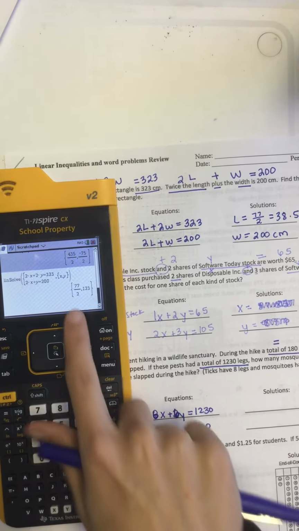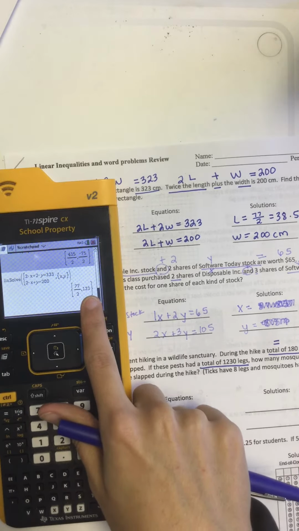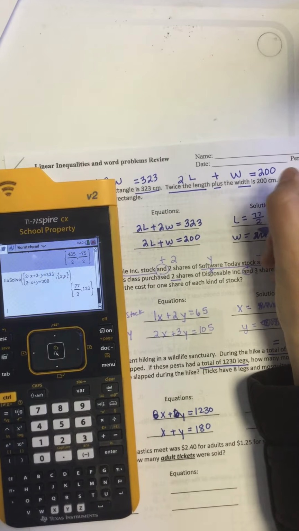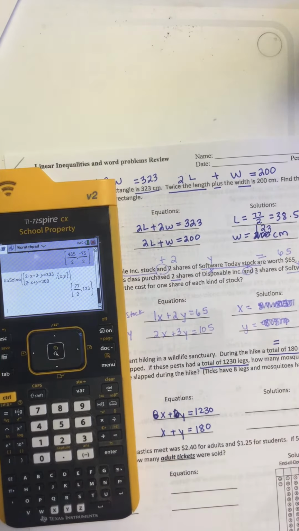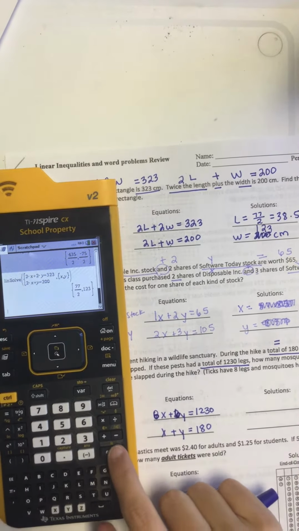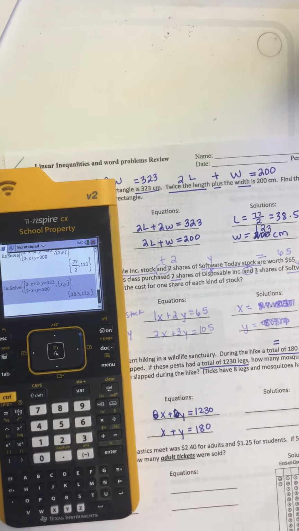When I push enter, I get 77 divided by 2 and 123, which I'm not sure why I wrote down 200 here. To change the 77 over 2, we push control and then equals, and it will change it to a decimal for us. And that's where I got those numbers from.